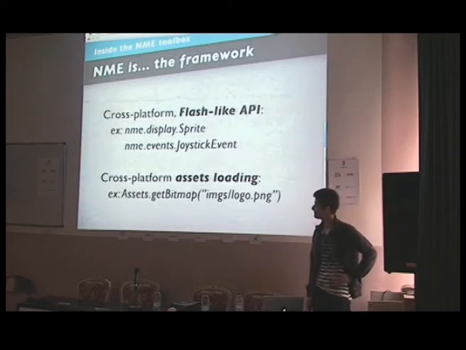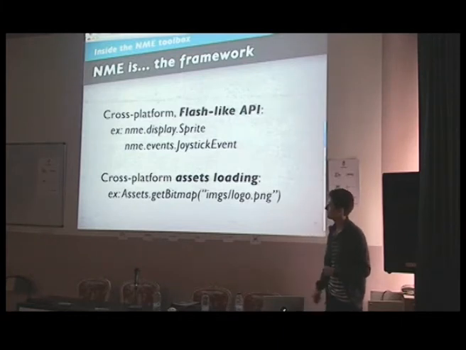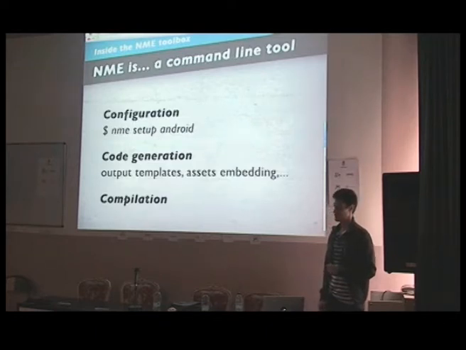So the framework is the cross-platform API: display list, events, and cross-platform asset loading. Now you have that, you're ready to make games. And then the command line, which does a lot of stuff, like set up your computer to download SDKs and generate, for instance, your Xcode project so it can compile on iOS, and all the glue code to load your assets, lots of important stuff, and then handles compilation and running.